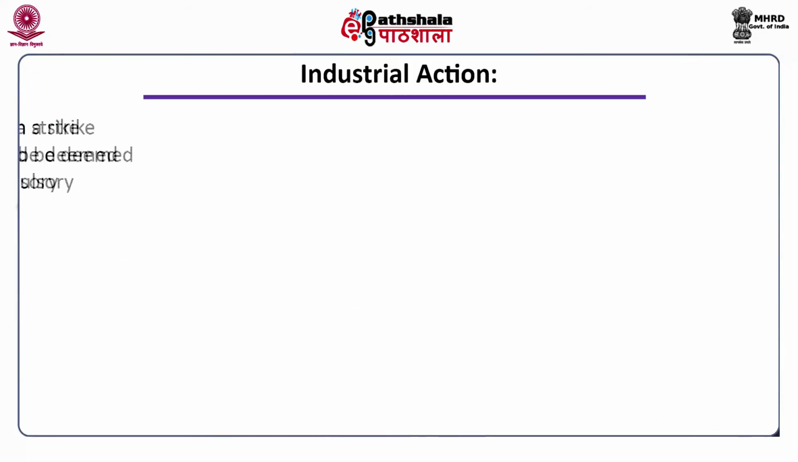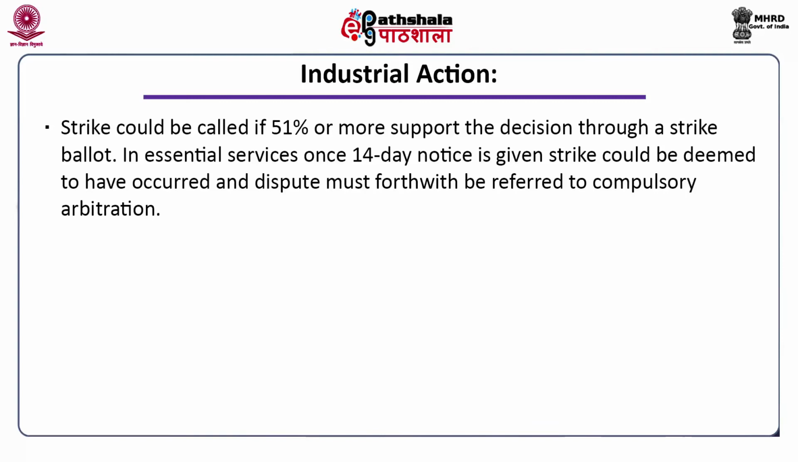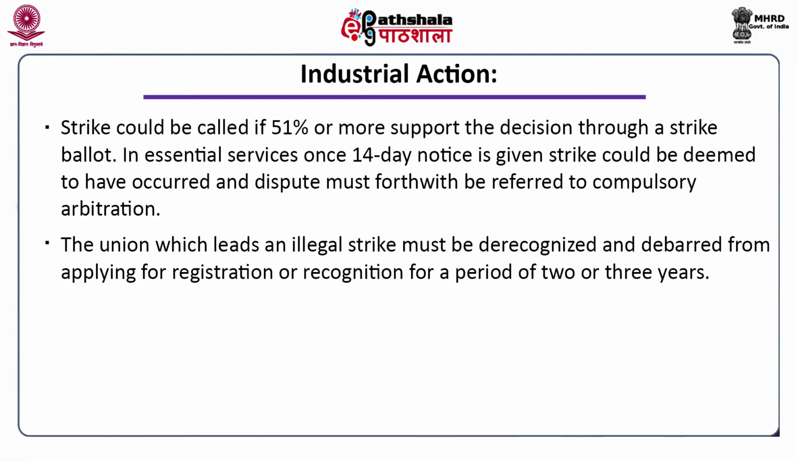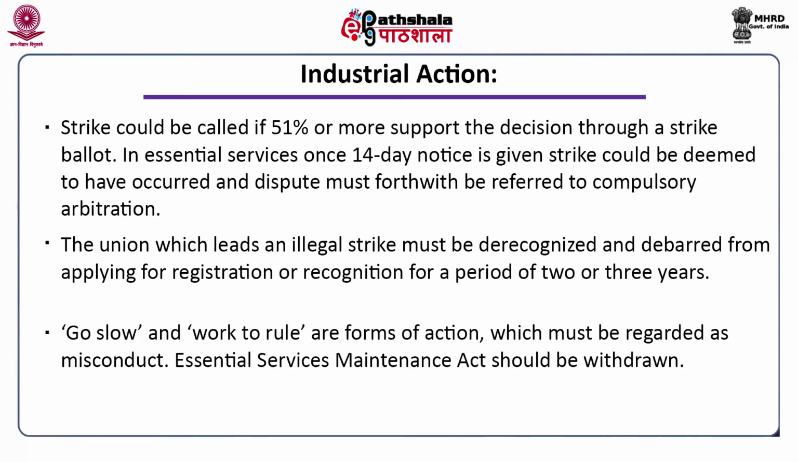Industrial action. Strike could be called if 51% or more support the decision through a strike ballot. In essential services, once 14-day notice is given, strike could be deemed to have occurred and dispute must forthwith be referred to compulsory arbitration. The union which leads an illegal strike must be de-recognized and debarred from applying for registration or recognition for a period of 2 or 3 years. Go slow and work to rule are forms of action which must be regarded as misconduct. Essential Services Maintenance Act should be withdrawn.